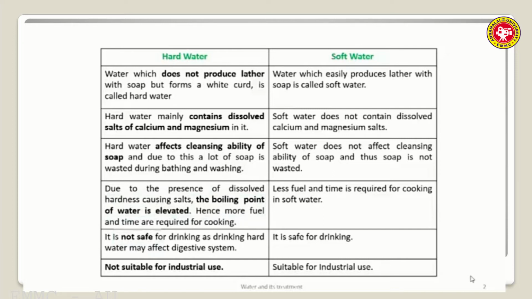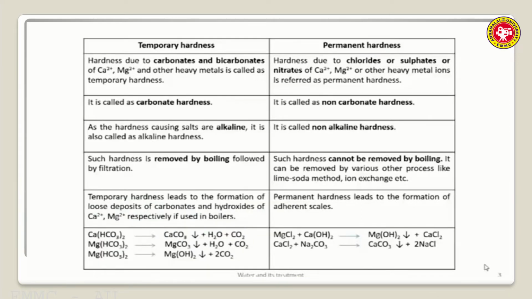On the other hand, soft water produces lather easily with soap. It does not contain any dissolved calcium and magnesium salts. It does not affect the cleansing ability of the soap, and thus soap is not wasted. Less fuel and time are required for cooking in soft water, it is 100% safe for drinking, and it is suitable for industrial use. Now, in hardness of water, there are 2 categories: temporary hardness and permanent hardness.